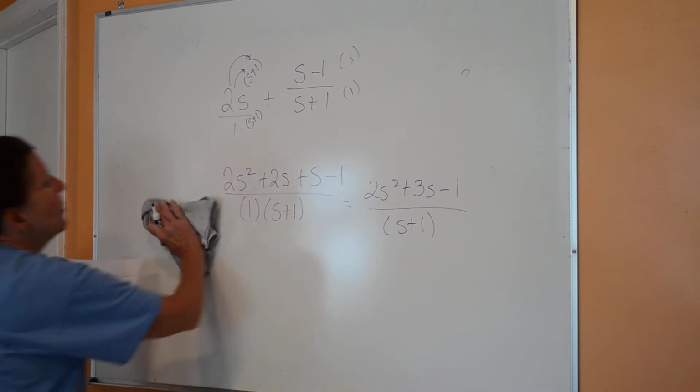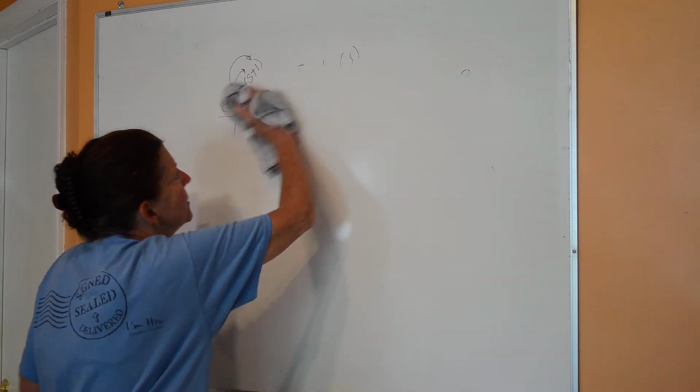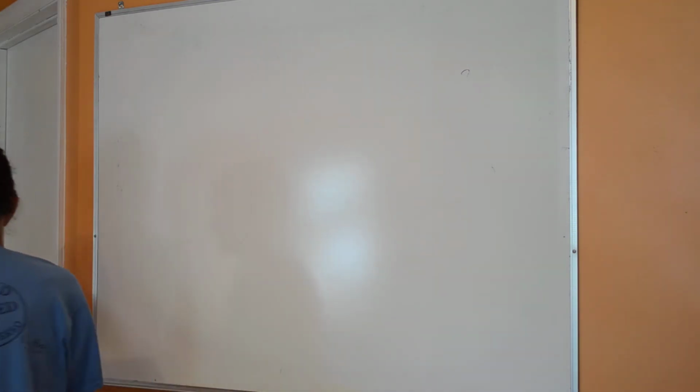All right, then we did complex numbers. Complex numbers were like fractions within fractions.